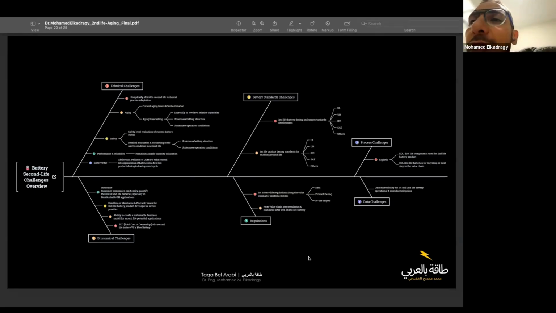We have battery standard challenges. There are a few standards, like I guess the UL 1974, if I'm not wrong, but there are very few standards really targeting second life applications. Regulation challenges as well, and process challenges and data. The data challenge is huge, but something like the battery passport is really solving this issue by forcing OEMs to get the data for us. I don't know how much time you have for the presentation, or should we stop here and discuss those challenges in detail?